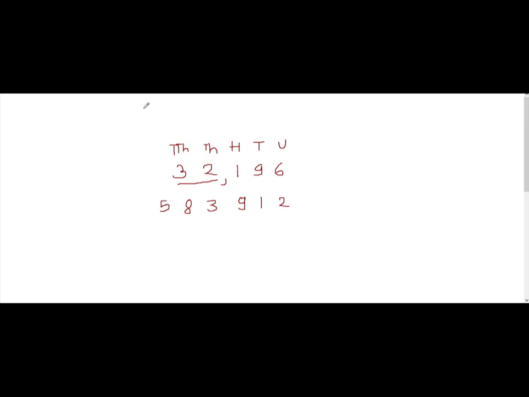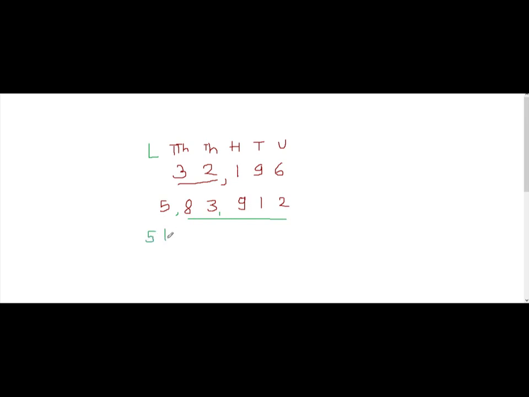Now, which place is that? Here is the 10,000 place, and before that there is one more place, that is the lakh. So how are we going to read this number? First of all, we know that the 10,000 place and 1,000 place numbers together we read as 83,912.